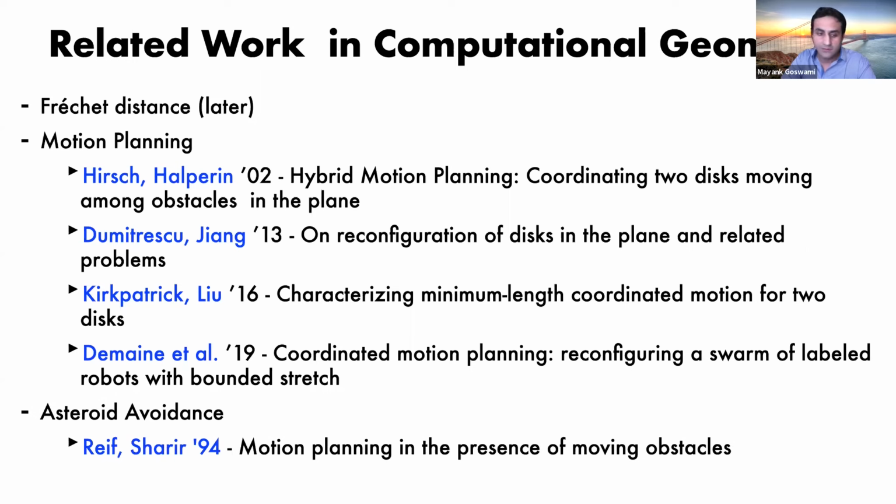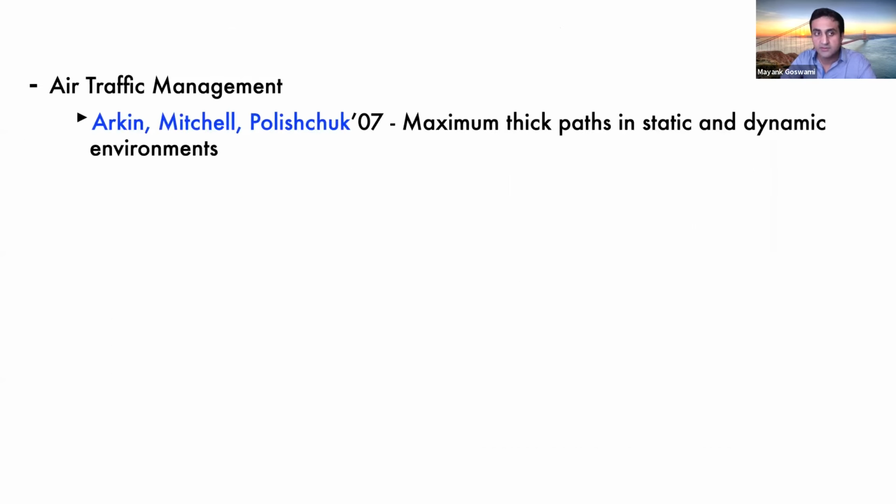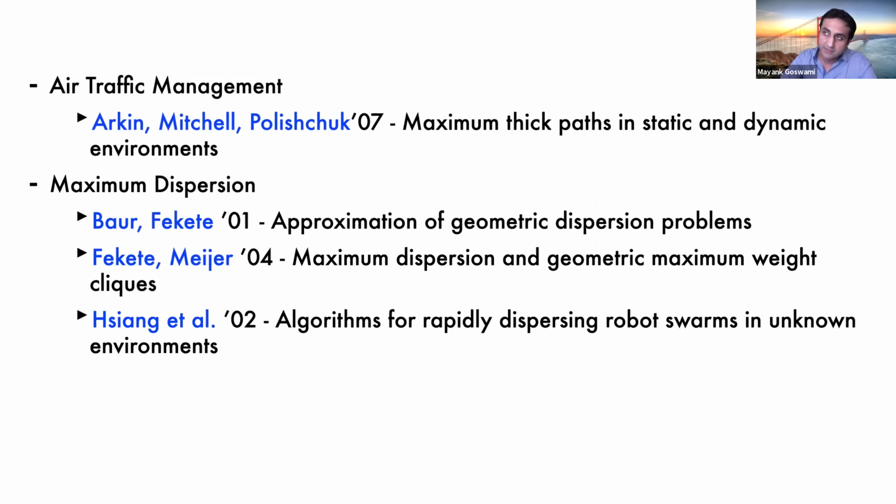It's also related to asteroid avoidance, studied by Reif and Sharir, where you have an asteroid, which I think is translating, and there's a bunch of other objects that are trying to stay away from the asteroid. It's also related to air traffic management, where you're trying to find thick paths in either a static or a dynamic environment. The static version of the problem, where you just have static points, is called the maximum dispersion problem. You try to find a set of points that are as far apart as possible. That has been studied fairly well in the literature. There's also some work on dispersing robot swarms in unknown environments.